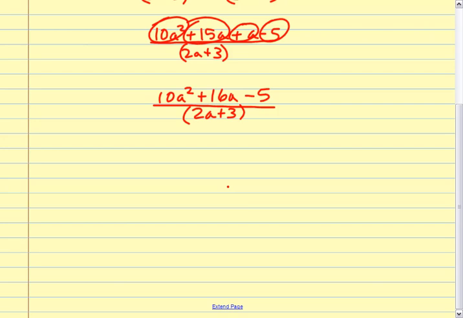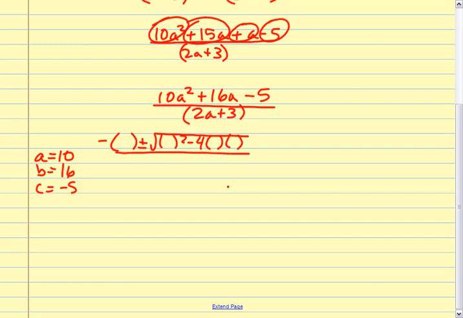No. I need to see if I can factor the top. But you do like solve, so I can cancel it with the bottom. You do subtract before you factor, correct? I do simplify everything before I factor. Okay? Now, a equals 10, b equals 16, c equals negative 5. All right, negative b plus or minus the square root of b squared minus 4ac all over 2a.